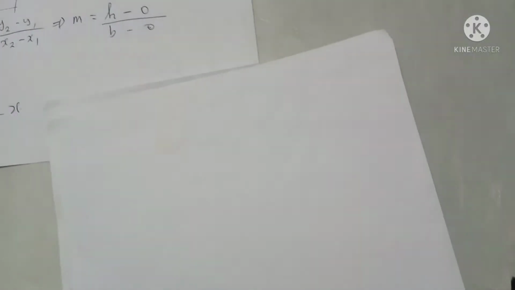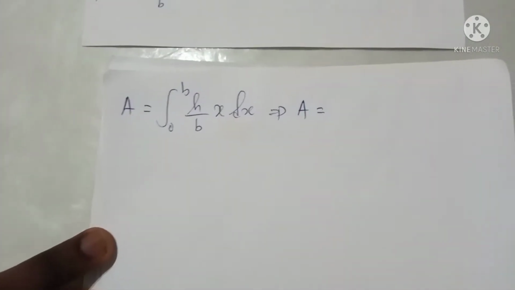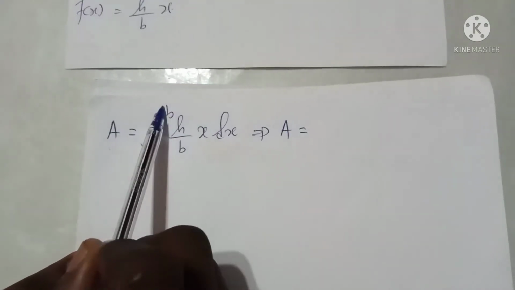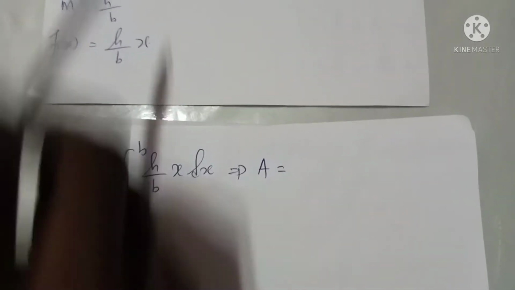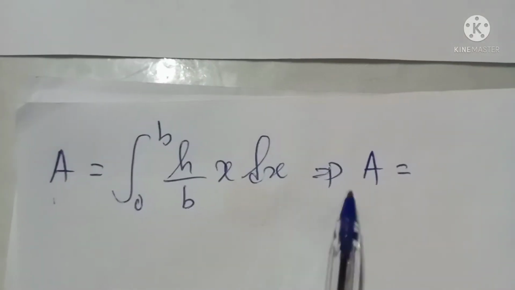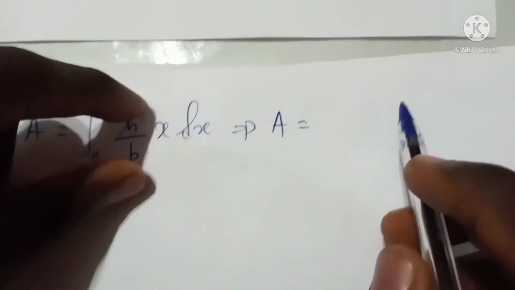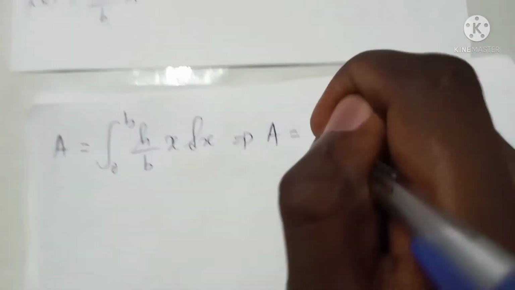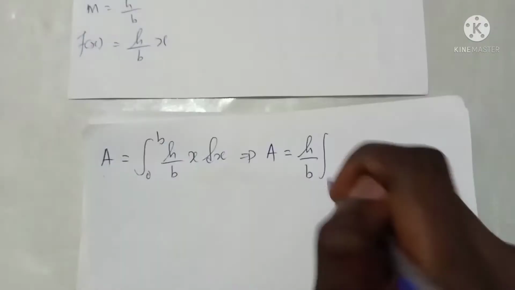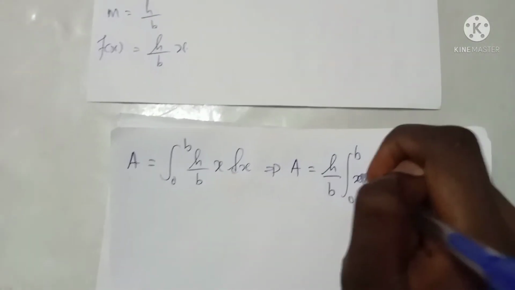So we are going to say our area is equal to the integral from 0 to b of f of x, but our f of x is equal to h on b x dx. So therefore, area is equal to, we are going to remove this out since it's a constant, the integral from 0 to b of x dx.